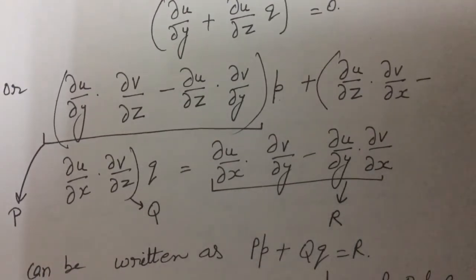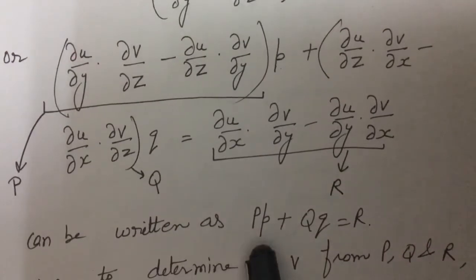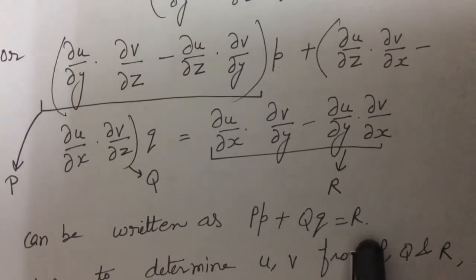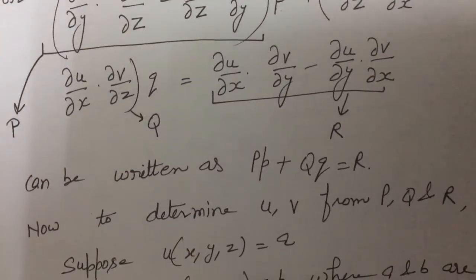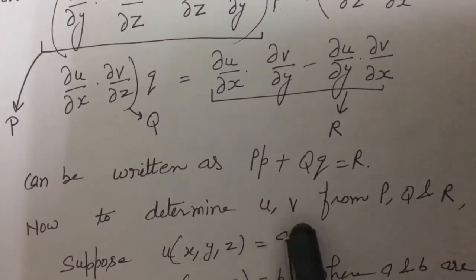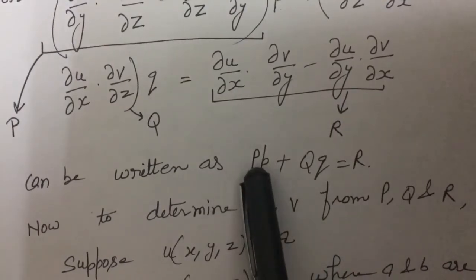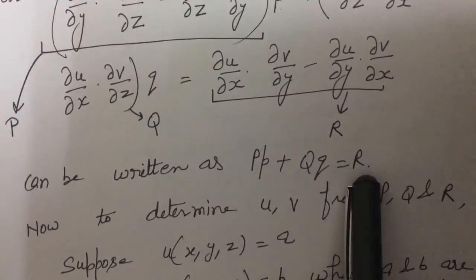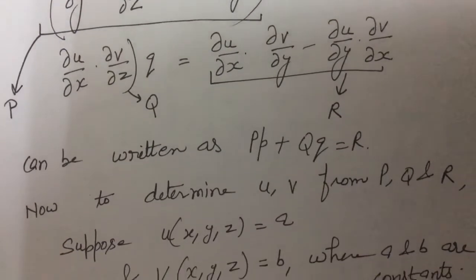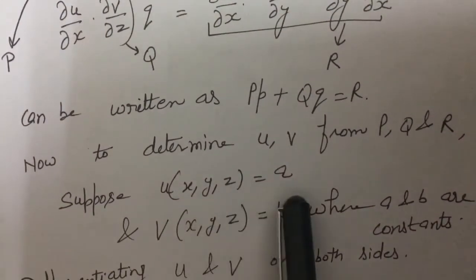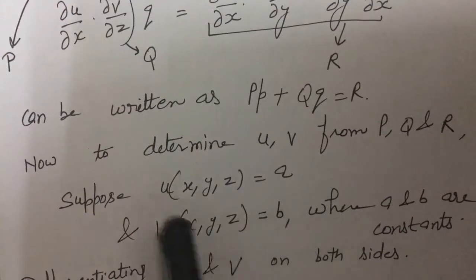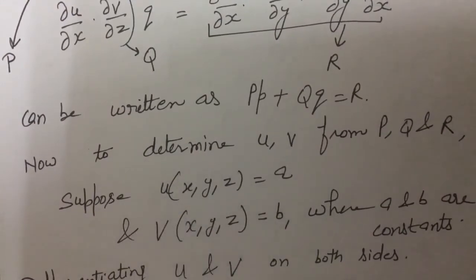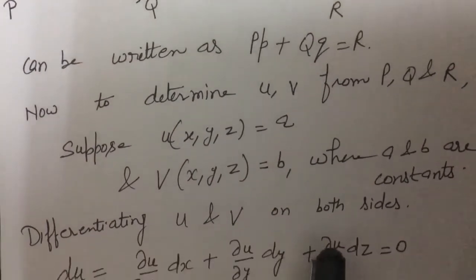In this way, this equation can be written as Pp plus Qq is equal to R, and this is called the Lagrange's linear equation. Now your aim is to determine u, v from this capital P, capital Q and capital R. Now suppose that u is equal to a and v is equal to b. Here a and b are arbitrary constants, and u and v are the functions of x, y and z.